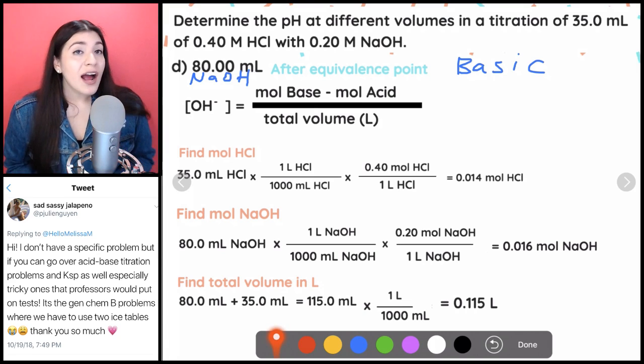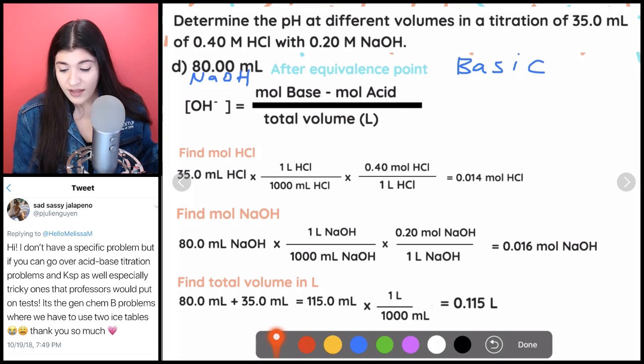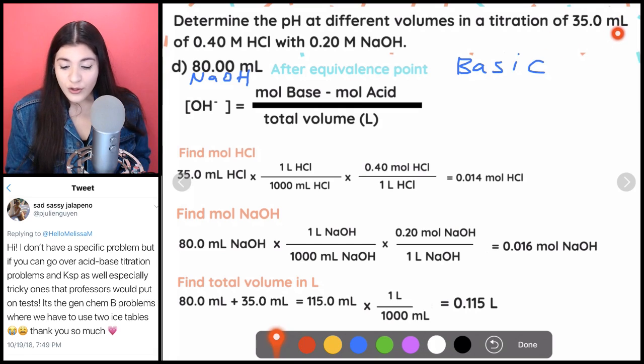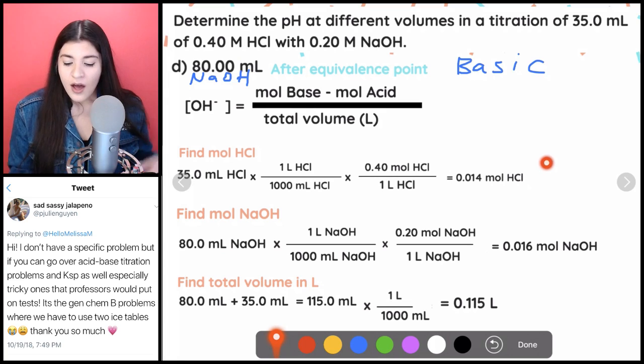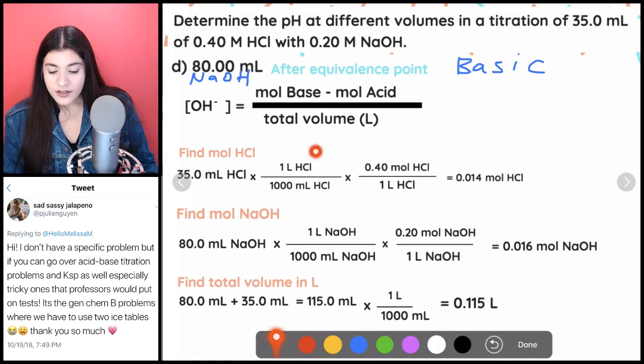Okay. Our moles of acid, that's actually going to stay the exact same. So I left that here. Nothing changed, right? We didn't change the amount of volume that we added of HCl. We didn't change the concentration. So that's the exact same. What did change is the moles of NaOH. So now we have 80 milliliters of NaOH.